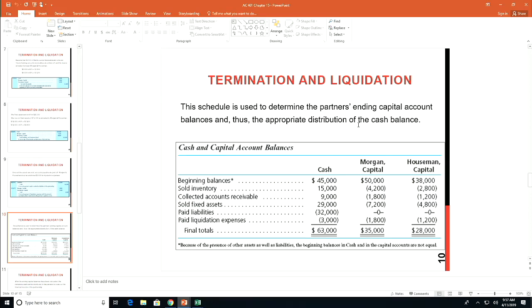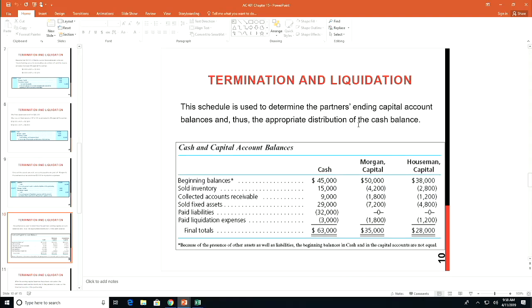So if I show all these background journal entries' impact, at the end you will see on your balance sheet, the asset side you just have cash. This is the cash impact. You collected cash after selling all these. You paid liabilities, you paid liquidation expense, cash is gone here. And on the other hand, on the liabilities and capital side, you will have the capital balances, these two.